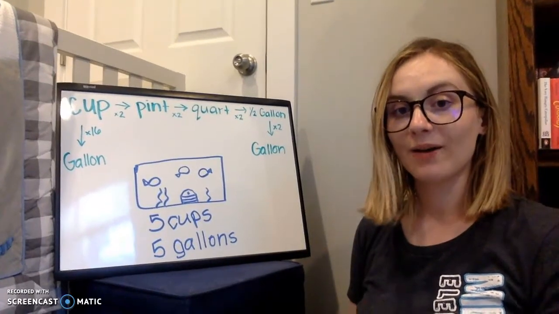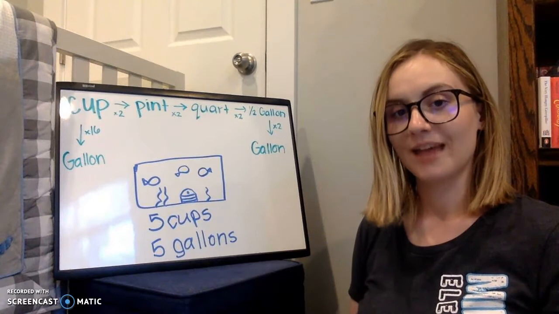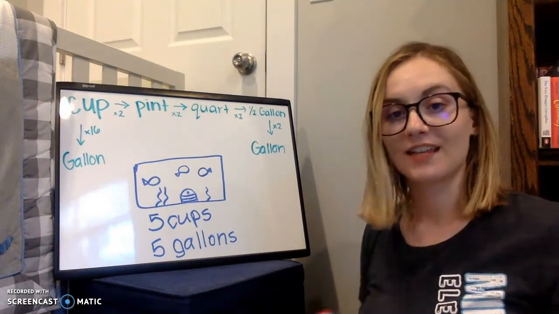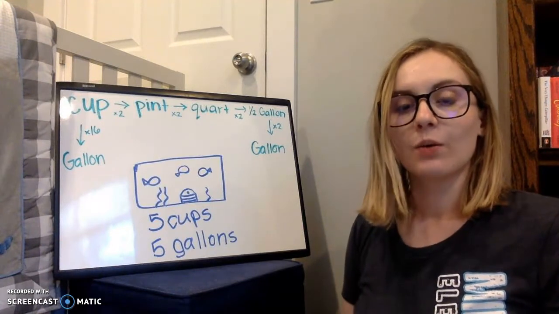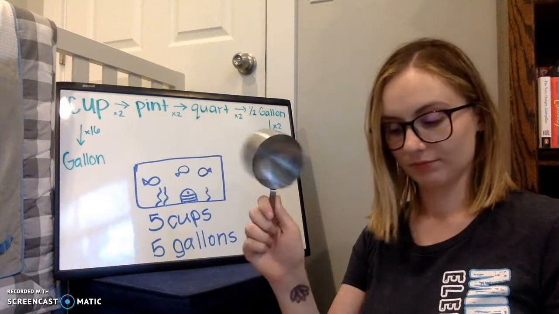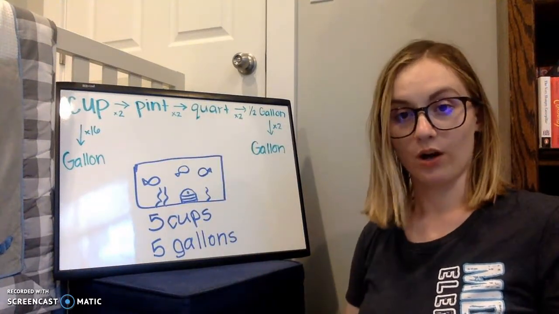Okay, let's think about a fish tank. Okay, a fish tank has to hold a lot of fish, right? It has to hold their seaweed. It has to hold all of the things that fish need. Would a fish tank need 5 cups of water, which is just 5 of these, or 5 gallons of water?